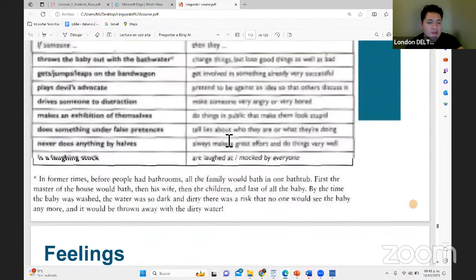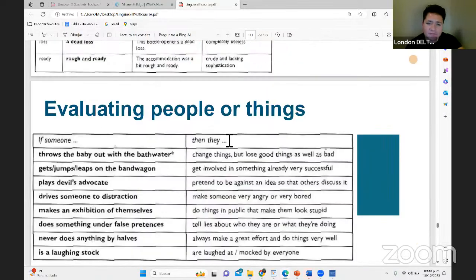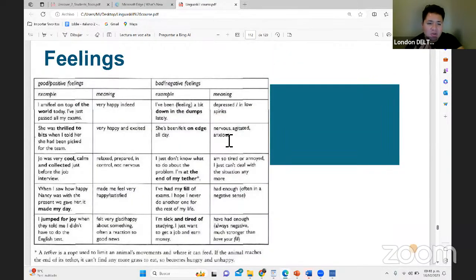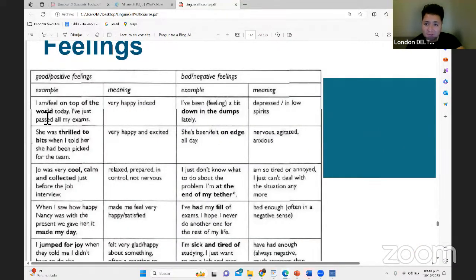For example, to evaluate people or things, to talk about your feelings, you can say, I am very happy, or you can say, I feel on top of the world. I am on top of the world. The second is a better phrase. It's more advanced, it's more natural. You can say, I'm sad, or you can say, I'm down in the dumps, which is more advanced and more natural.